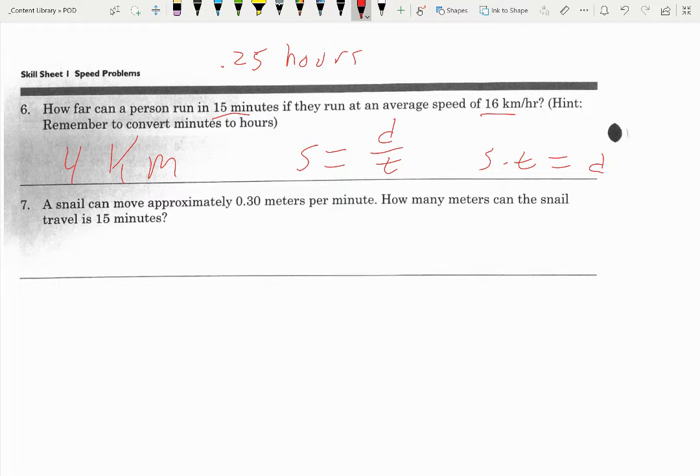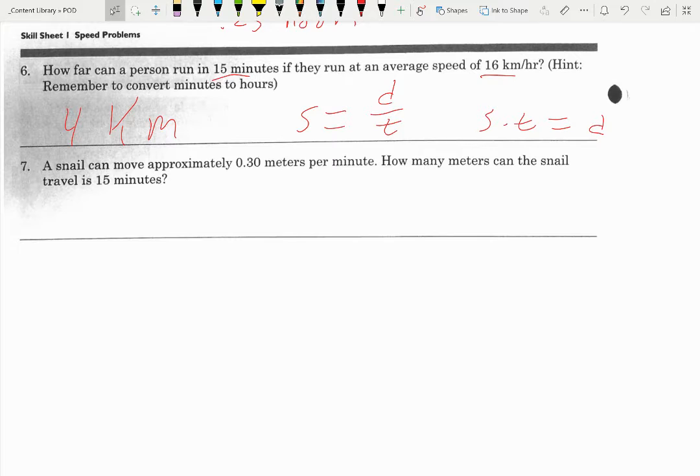All right. Okay. So a snail can move approximately 0.3 meters per minute. Okay. Now that sounds like a speed to me, right? How many meters can a snail travel in 15 minutes? All right. So we are trying to find the distance, right? Because it says how many meters.